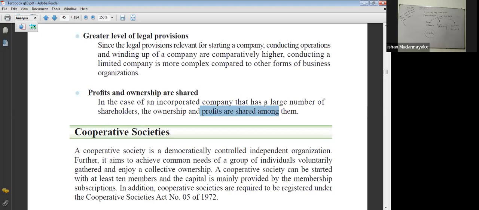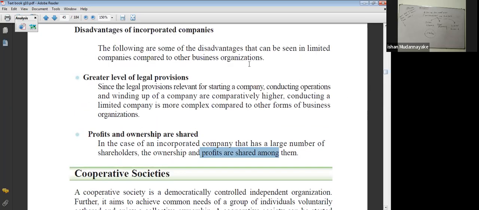But in an incorporated company, there will be a number of shareholders. Therefore, the business has to divide and allocate the profit of the business organization among a number of shareholders. That is one of the disadvantages.